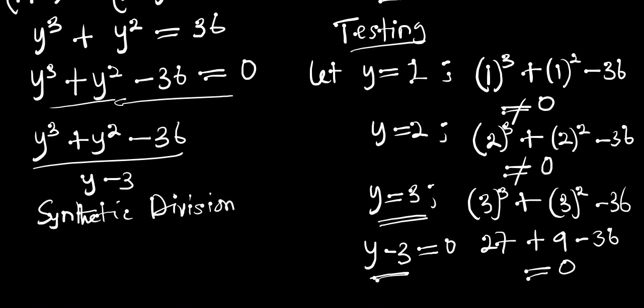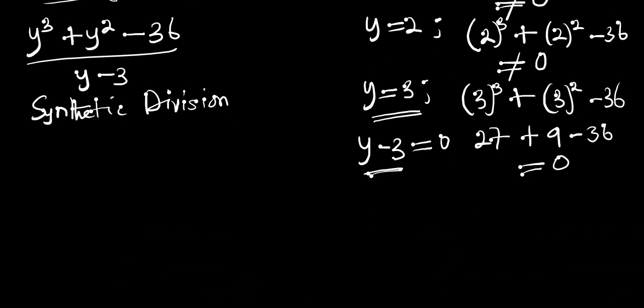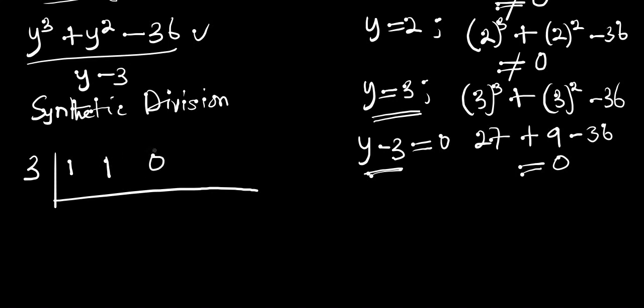Now, in synthetic division, what we are going to do is simply convert this back to the solution, which is y equals 3. We are going to write it here, 3. We have this line. We write out the coefficients of what we have here at the numerator. So the first coefficient, of y power 3, is 1. The coefficient of y power 2 is 1. There's no y power 1, so the coefficient is 0. Then we have the constant, negative 36.